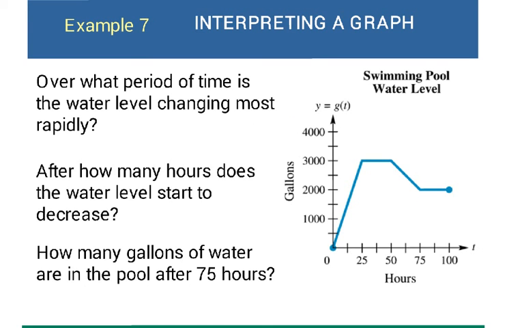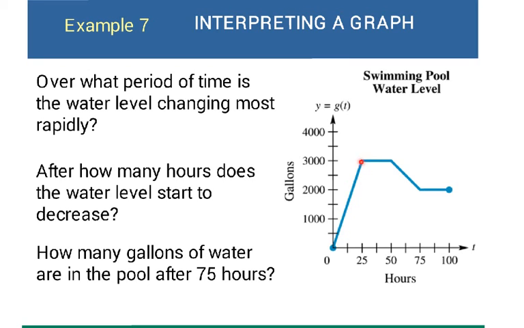Okay, so my last example here, we're interpreting a graph, and let's just start with the first question here. It says, over what period of time is the water level changing most rapidly? Okay, whenever you have water level changing, when you have the word changing, this means slope. This is what you're looking for. And so the steeper the slope, the greater the change.